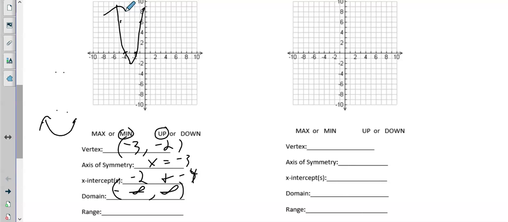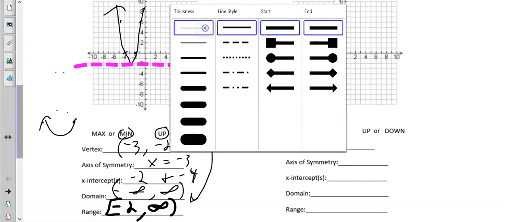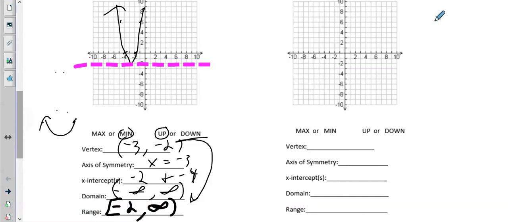Now, what is the range? We get the range from right here. Remember this -2, because it is bottoming out at -2. So where's it going? It's going up towards positive infinity, which is always on the right, and it drops down and hits -2, so we use a bracket. And that's it.